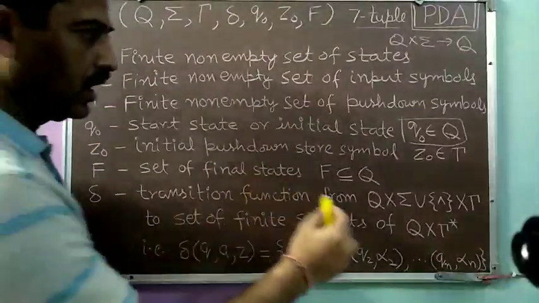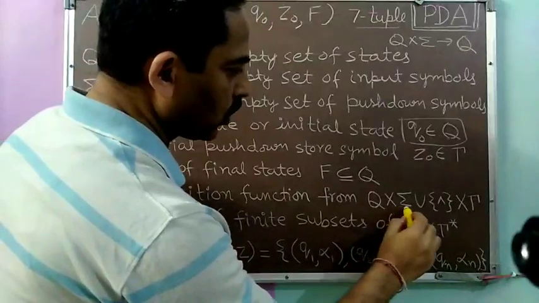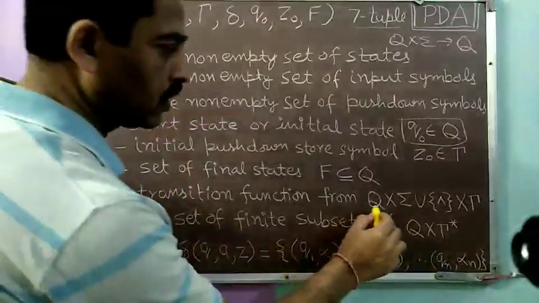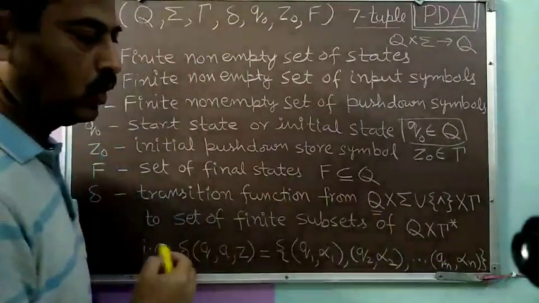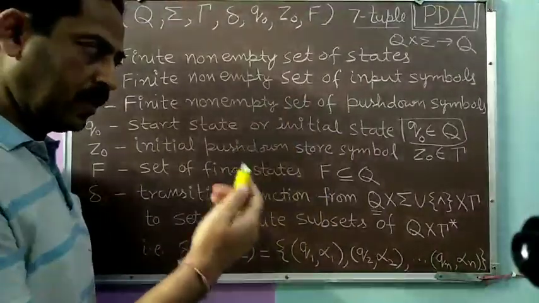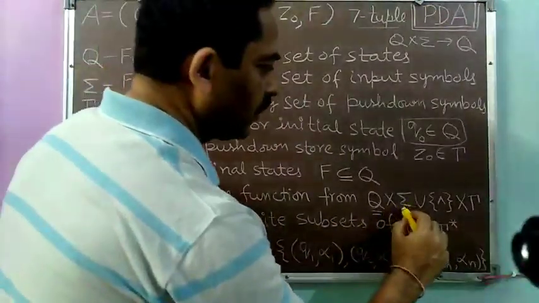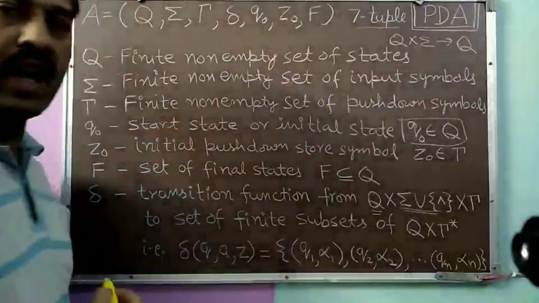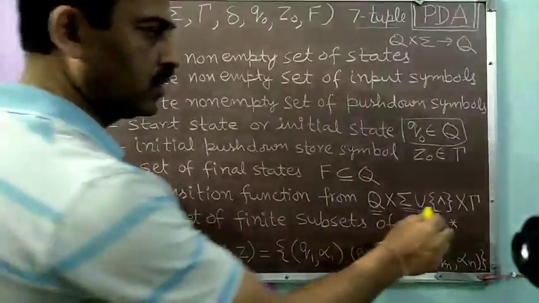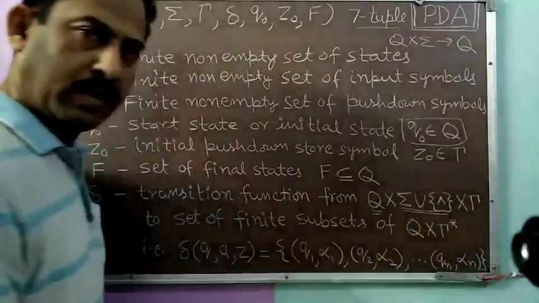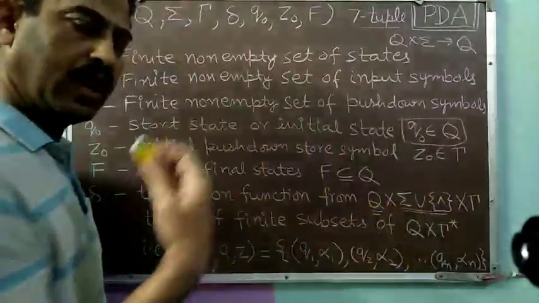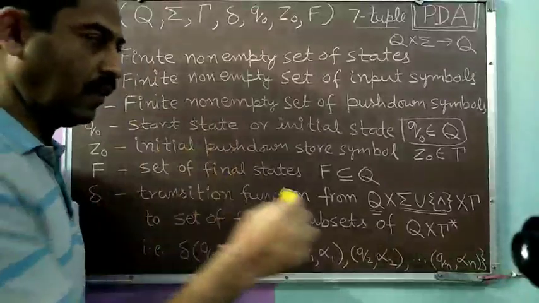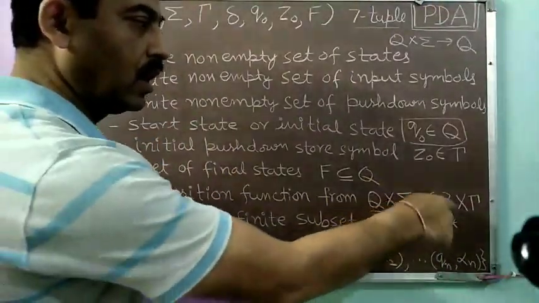Now in case of this PDA, our input comes from Q cross sigma union null cross rho. This means there will be three inputs. The first input will come from a state, that is Q. So we will see what the current state of our PDA is. Then we will see what input symbol from sigma we are reading. We can also make transitions on the null symbol as well, meaning without reading any symbol from the input string, which is equivalent to the null move in epsilon NFA. So meaning thereby we can take null moves also here.